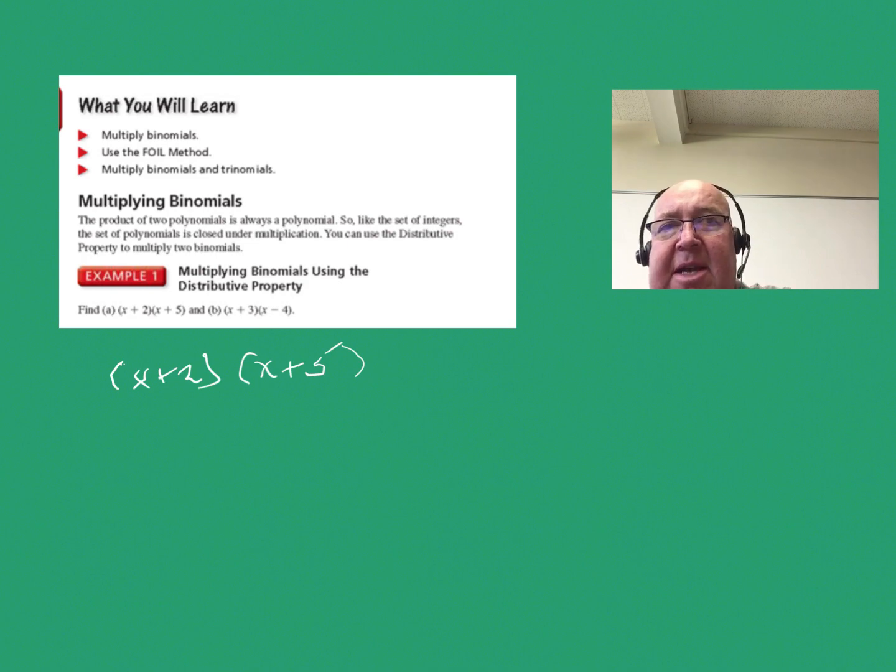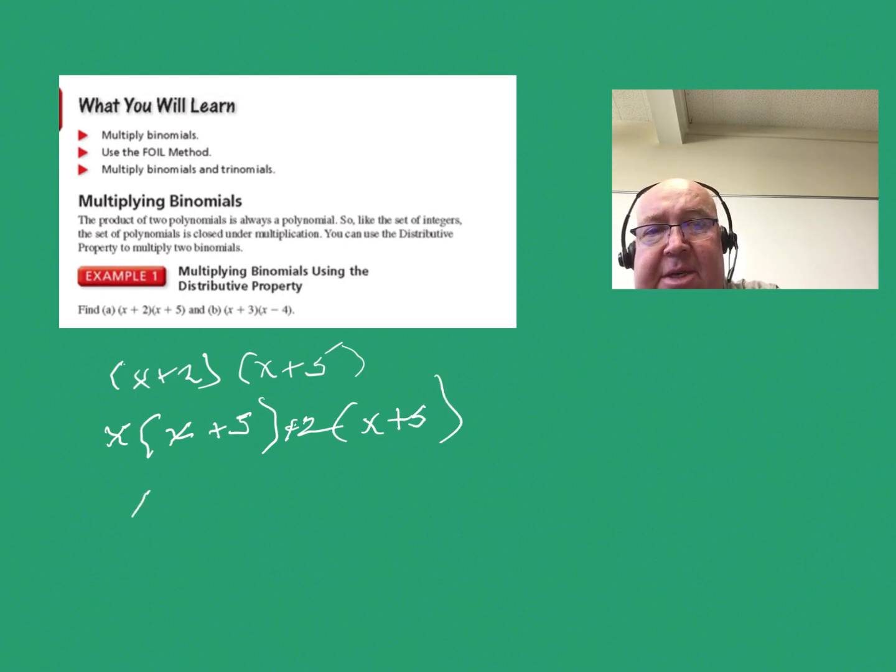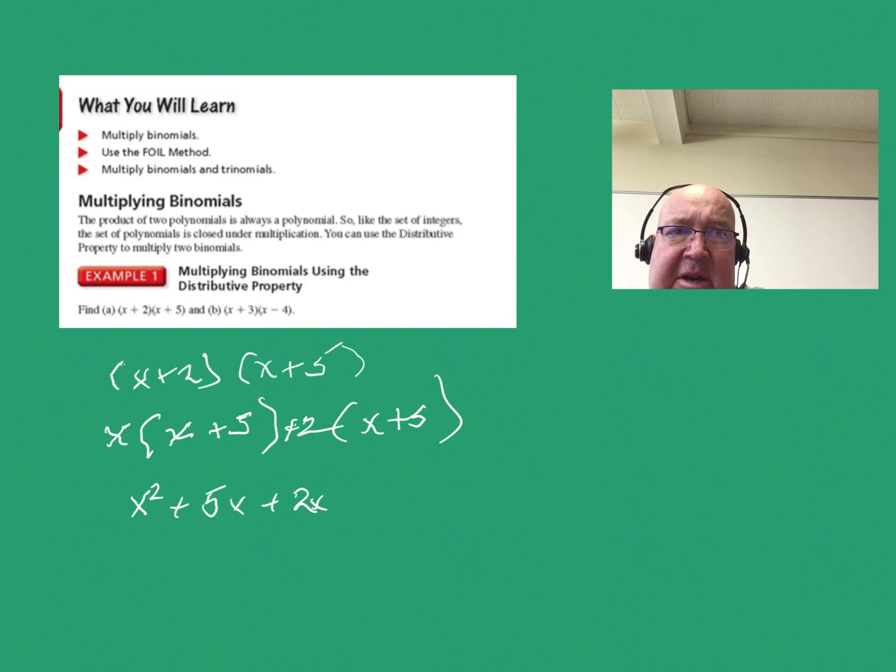So we can do that by using the distributive property. We can go x plus 5 times x, and then we can go 2 plus 2 times x plus 5. And we get x squared plus 5x plus 2x plus 10. And then we can just combine our like terms, which will be in the middle. X squared plus 7x plus 10.